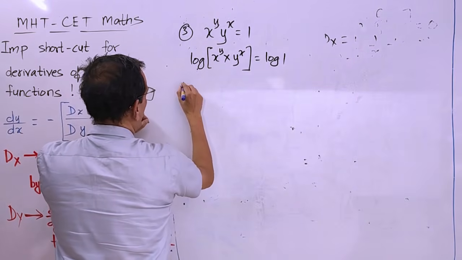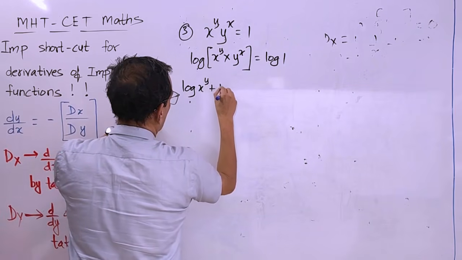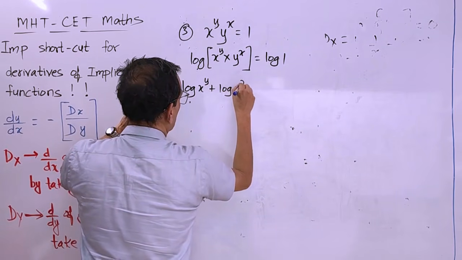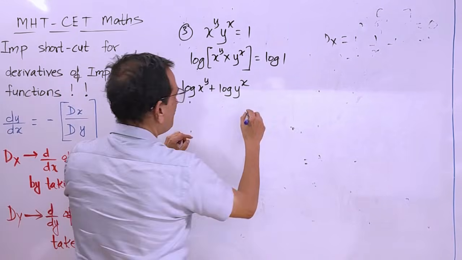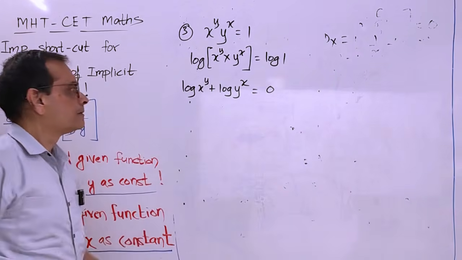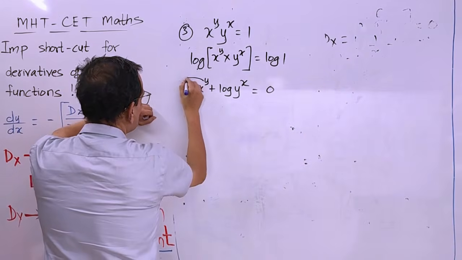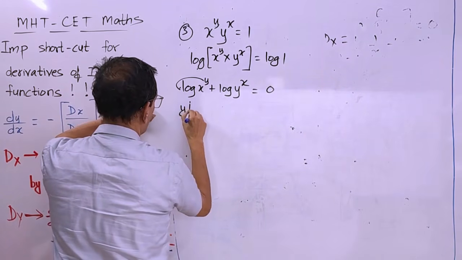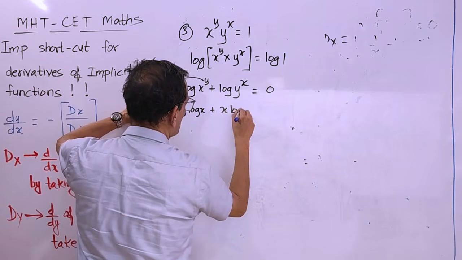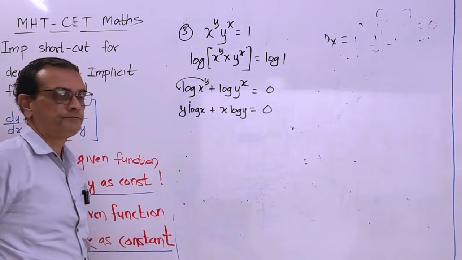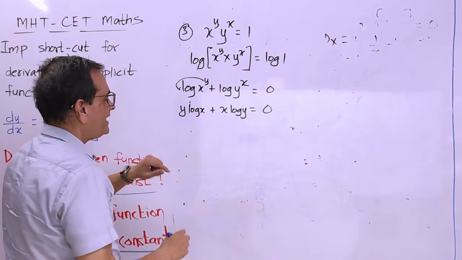Log of a into b becomes log a plus log b. Log of 1 is 0. Y comes in front. X comes in front. अभी जल्दी हो जाएगा.